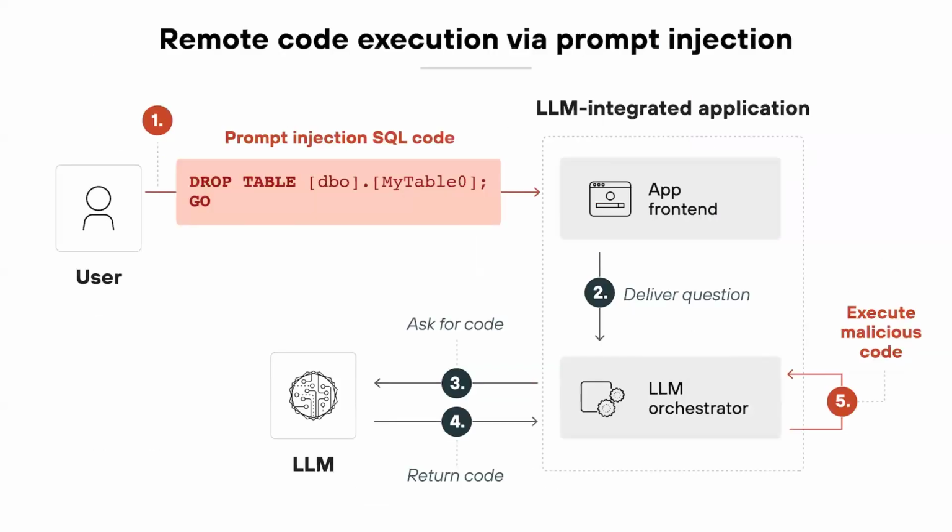Now, remote code execution via prompt injection. You can drop a table from the database using these prompts. As I have told you, the English language is the new language of programming. English is the new SQL. So we need not say drop table and so on. You can just write a prompt, and that prompt will be converted to something like: drop table dbo.mytable0 and go. It can be submitted through the application front end, so there will be an LLM orchestrator which will execute this malicious code, and it's going to directly drop the table.